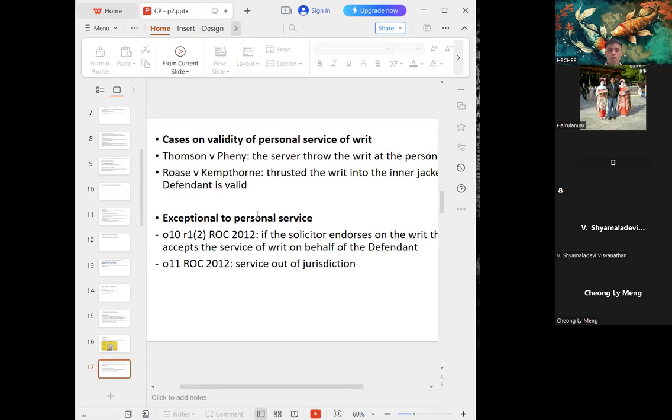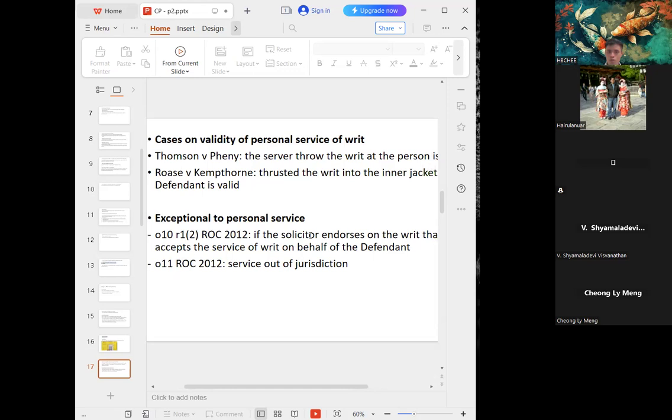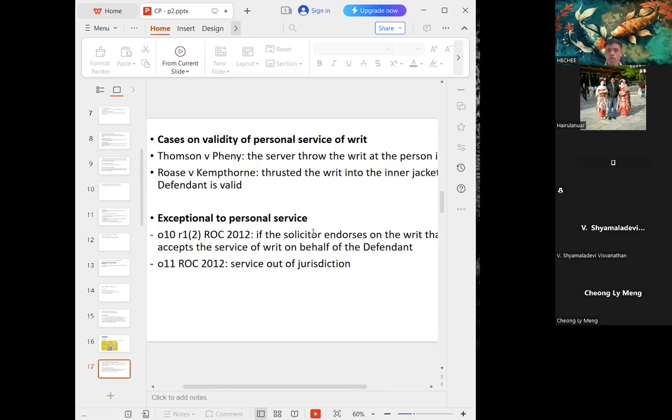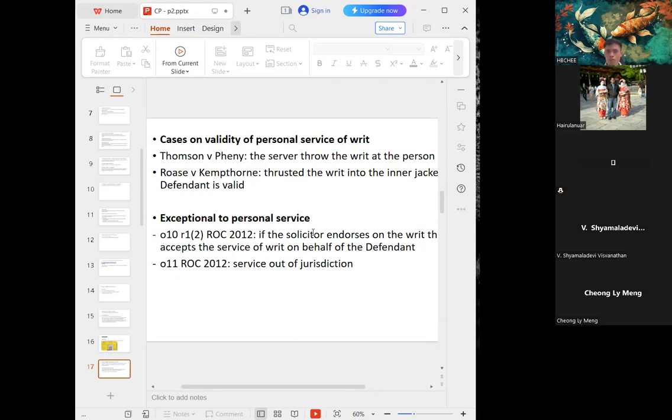According to Order 10 Rule 1 Sub 2, if the solicitor has already endorsed that he will accept service of the writ on behalf of the defendant, you can still serve the writ on the solicitor who told you earlier. Or under Order 11 of the Rules of Court, service of the writ out of the jurisdiction. I will explain this part later.